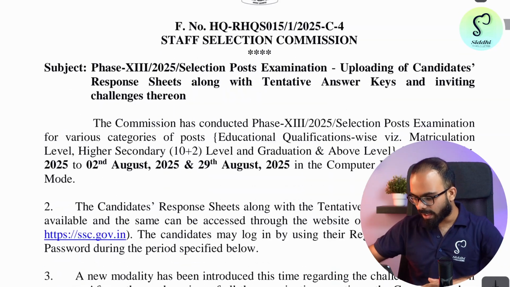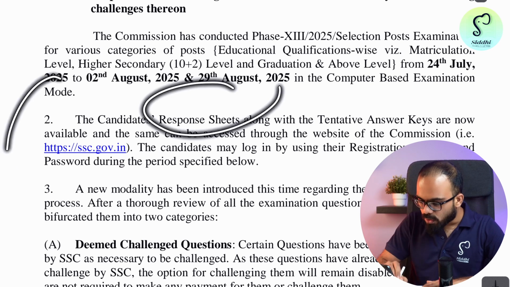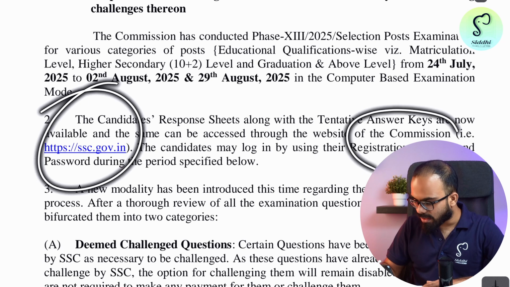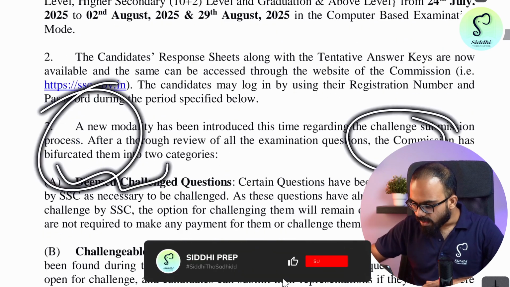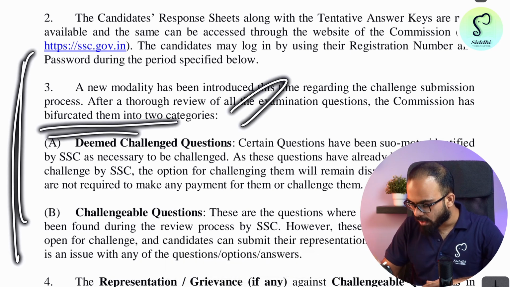Now let's take a look at the notice. This is the notice with respect to the response sheets, and to view the response sheets, you need to log in to your SSC portal using your registration number and password. The first change that they introduced is that questions are divided into two different categories.